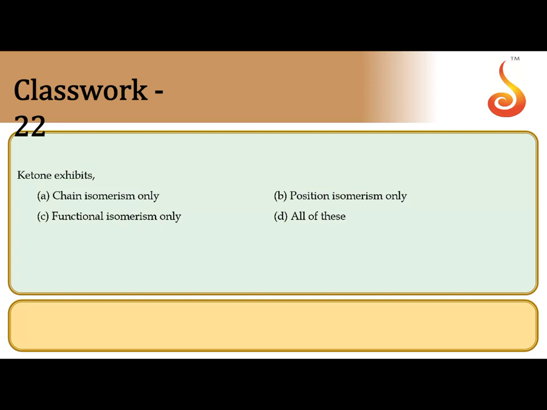Ketone exhibits chain isomerism. You see this one, this is a ketone. These two have the same molecular formula, both are chain isomers because only the main carbon chain is different. So, ketones exhibit chain isomerism, position isomerism, functional group isomerism. Aldehydes and ketones both are functional group isomers. So whenever at least two are correct answers, when the fourth option is all, no need to check the third one. Answer is D, all of these.